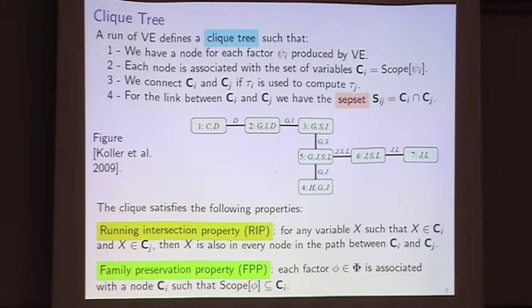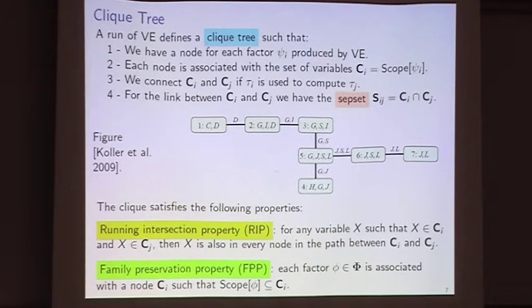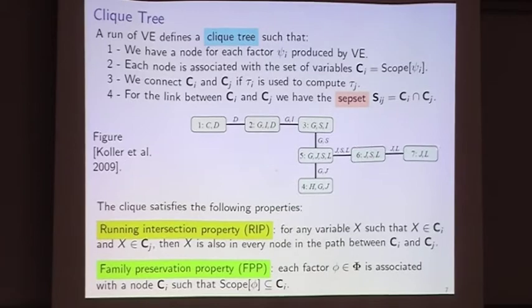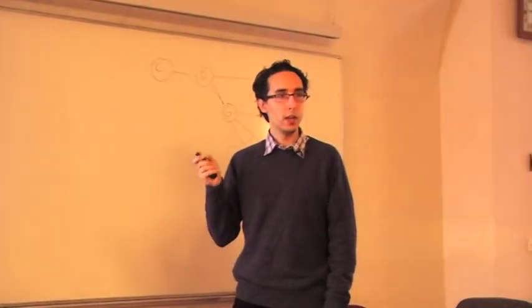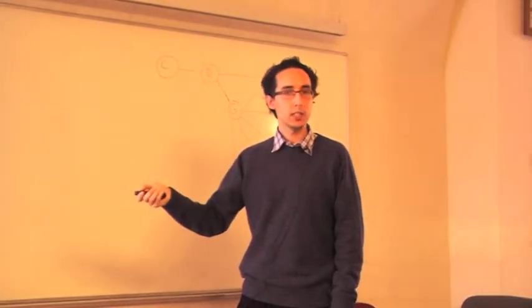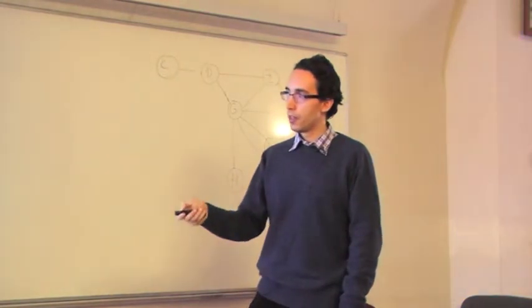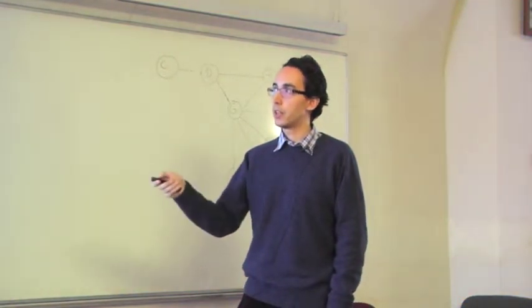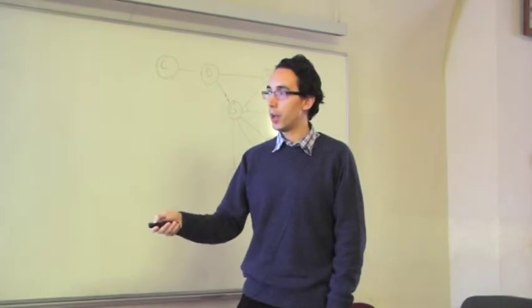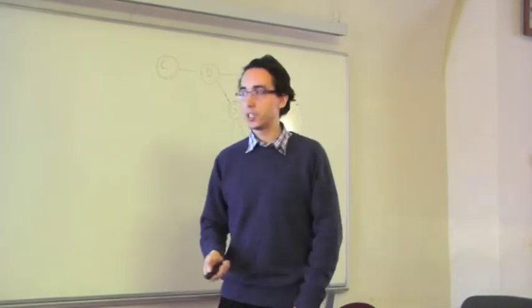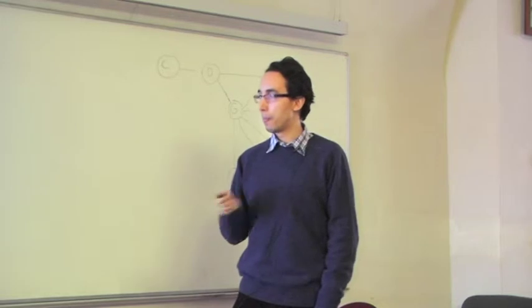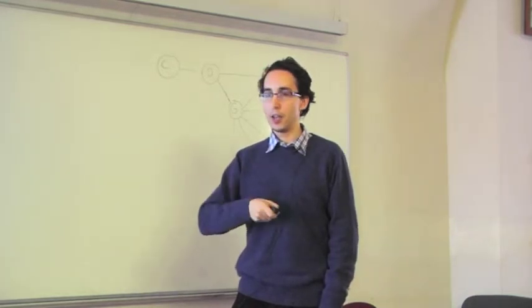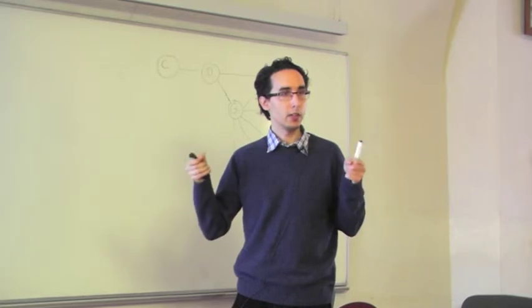Okay, so this is the clique tree produced by the execution of variable elimination, and we will see that variable elimination can be seen as operating on this clique tree. In particular, variable elimination will be interpreted as passing messages in this clique tree. The clique tree produced by variable elimination will also have these properties. It will have the running intersection property, which says that for any variable that appears in two nodes, that variable will be present in any additional node that is in the path connecting those two nodes.